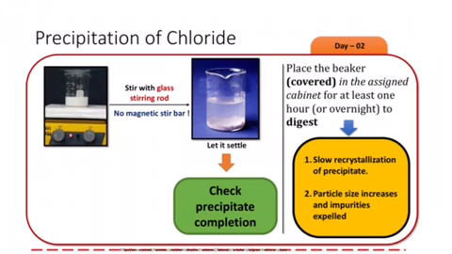Let it settle and check the precipitate completion by adding a few drops of silver nitrate to your beaker. Place the beaker in the assigned cabinet for the next lab.